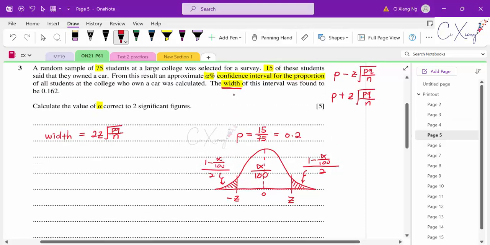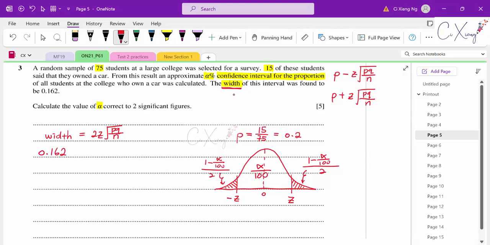Now they already give us the width. What's the width for this? It should be 0.162. So they are telling us that the width equals 2 times Z, and I don't know what Z is. I need to find it out. When I find the Z, only then can I know what the alpha is. I want to relate the Z with the alpha here, so I need to find the Z first. After that, I can use the value of Z to find the alpha.